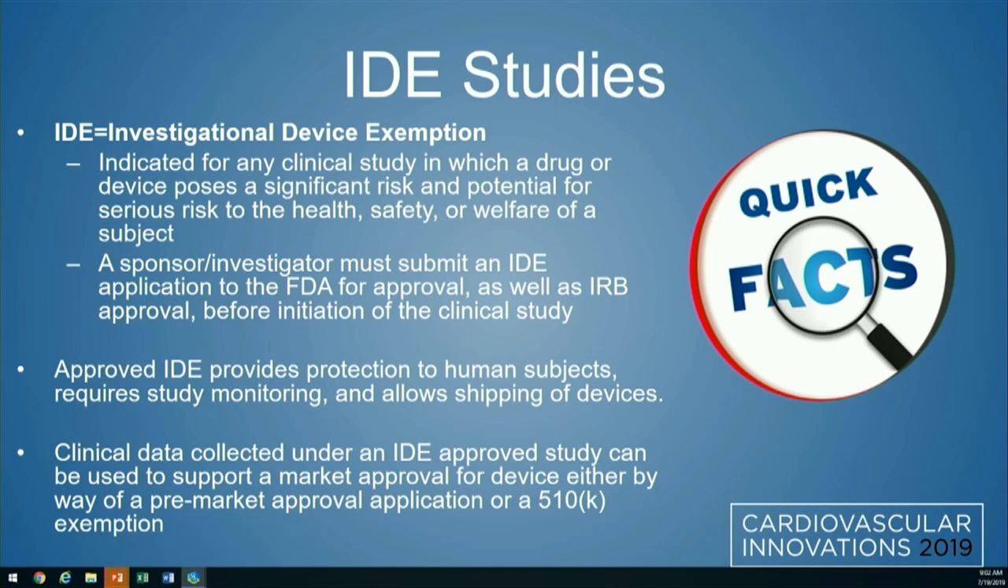A sponsor or an investigator must submit an IDE application to the US FDA for approval, as well as having IRB approval, of course, before initiating a clinical study. An approved IDE not only protects human study subjects, but requires study monitoring and allows you to ship the devices for the purposes of the trial. And clinical data collected under the IDE, as we all know, can move towards approval by the FDA, either through the standard pre-market approval process or a 510(k) exemption.